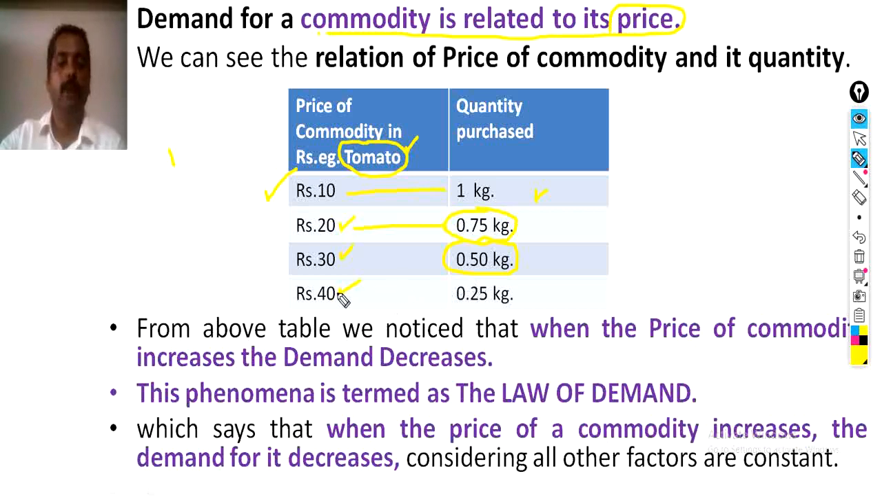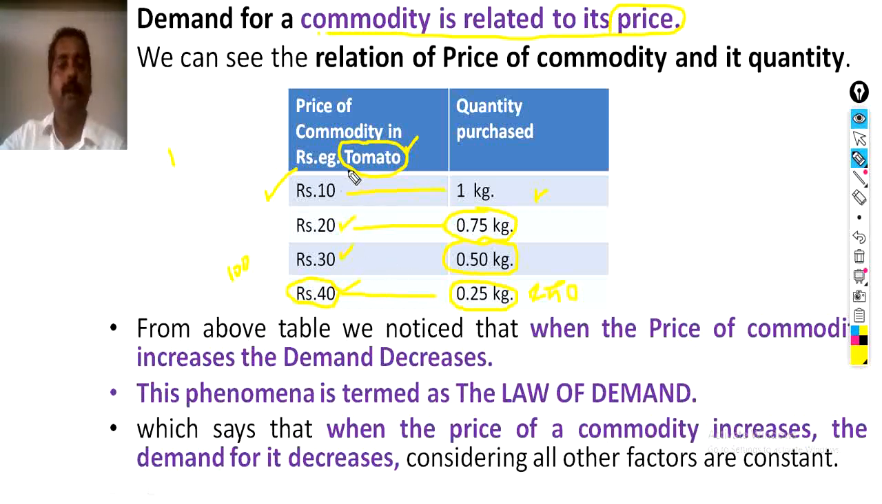Now this price is continuously fluctuating. It may sometimes go to 100 rupees, sometimes come down to 10 rupees per kg, depending upon the nature of the market. When the price of tomato goes up to 40 rupees, at that time I purchase only 0.25 kg, or 250 gram. Now what happened here?